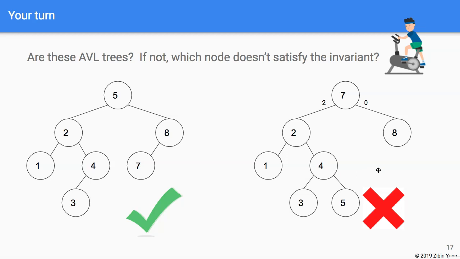However, the tree on the right is not an AVL tree, because if you look at the left subtree, the height is 2, and the right subtree has height 0. The difference between 2 and 0 is 2, and that's more than 1, which means the root node does not satisfy the AVL tree's invariant.